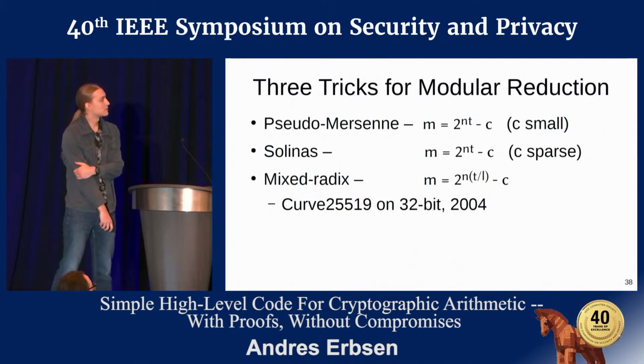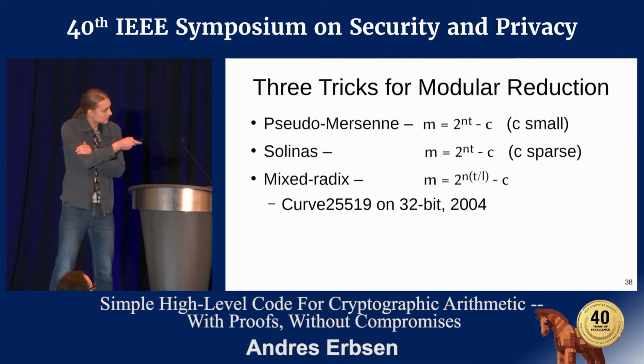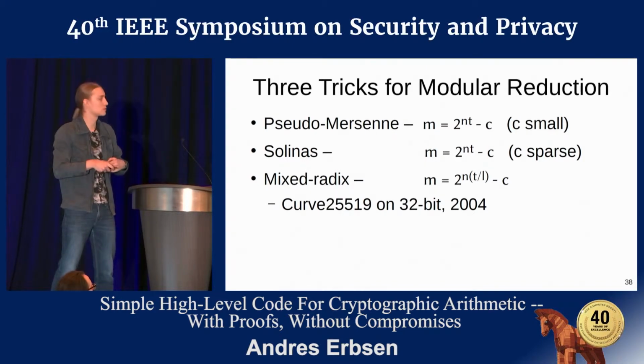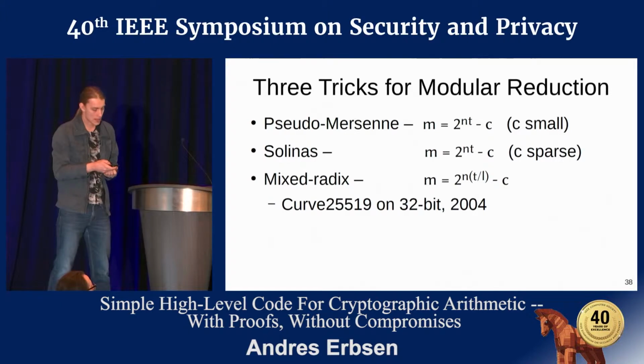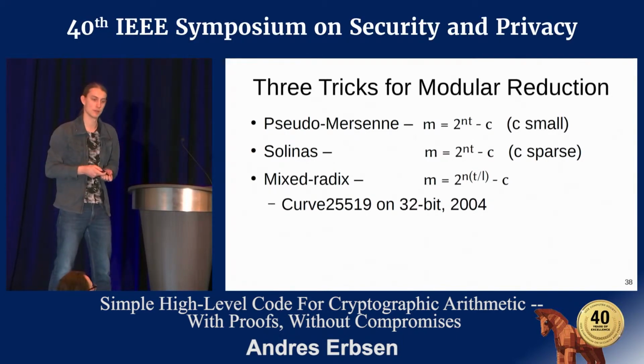On this slide, I have listed 3 famous tricks for modular reduction. So the first one is pretty old, at least a couple hundred years. The last one is from 2004. It was introduced in the paper that introduced Curve25519. And all 3 of them rely on this insight that if your modulus is close to a weight that appears in the base system, then it is possible to speed up modular reduction.